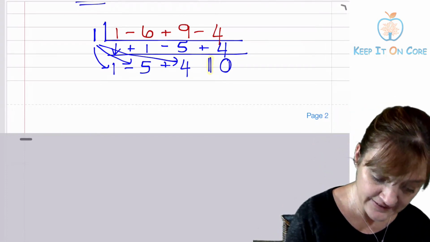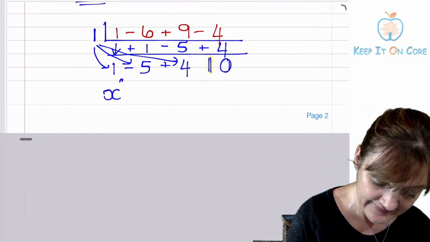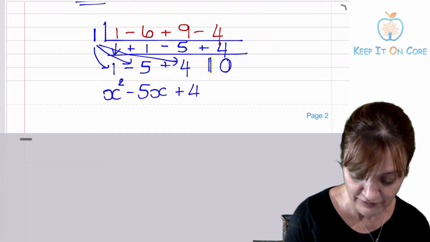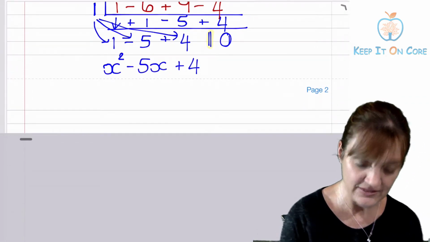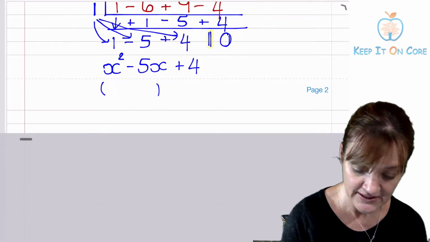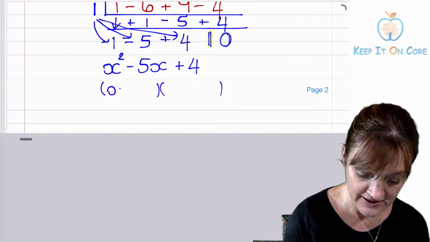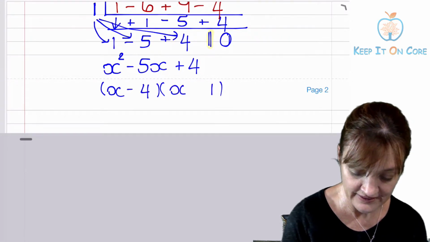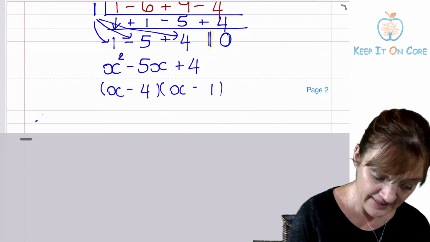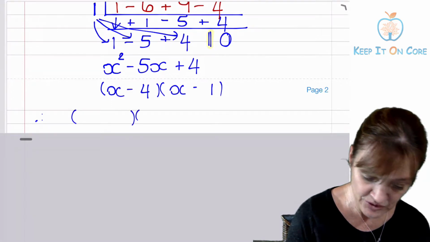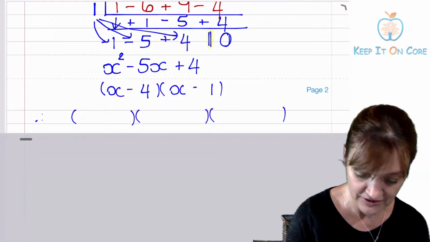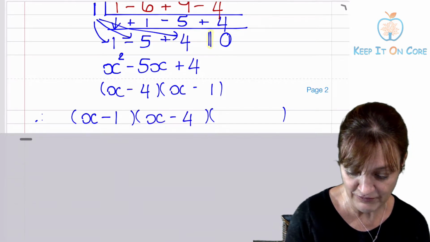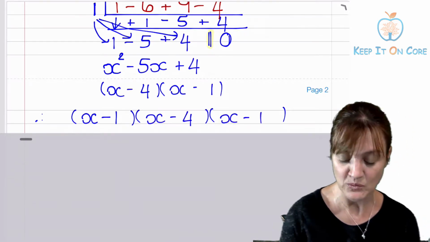Now we fill in our x terms. So I've got 1x squared minus 5x plus 4. That's the trinomial that we had left, which if we factorize is x and x, 4 and 1, negative and negative. Remember, okay, so therefore, what are the 3 brackets that your trinomial has factored into? I've got x minus 1, I've got x minus 4, and I've got another x minus 1.